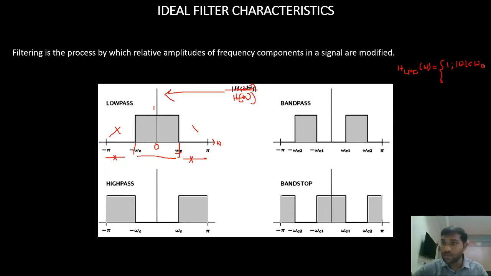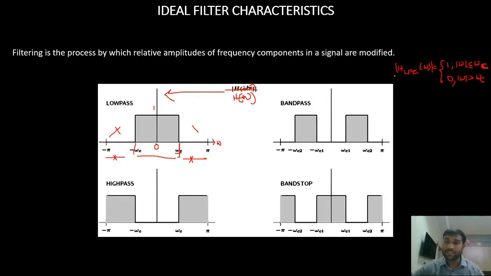This is omega c. Then, for all other values it is 0. So 0 for mod omega greater than omega c. That is how we'll define the transfer characteristics of the low pass filter. This is H low pass filter of omega, right? Transfer function of low pass filter.